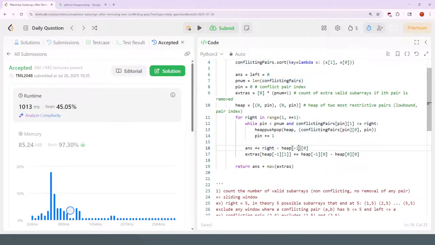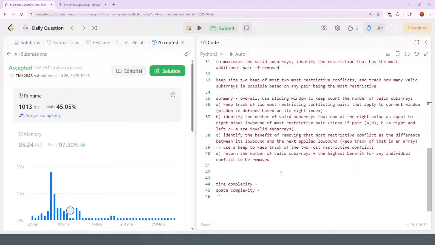The answer increments by the number of valid stuff, which is right index minus the left side of the most restrictive one. The most restrictive one on the heap is actually the one at the last index in the heap, and the benefit of removing that restriction from the heap is the difference between the low bounds of the two restrictions on the heap.